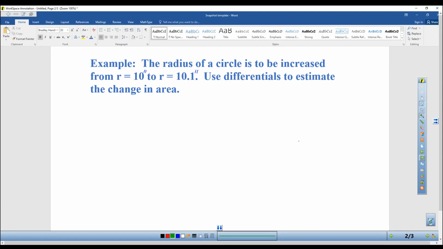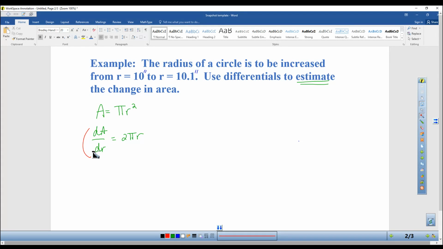The radius of a circle is to be increased from a radius of 10 inches to a radius of 10.1 inches. We're going to use differentials to estimate the change in area. It doesn't actually calculate it exactly, but it does give you a really good estimate. So step one, do the derivative the way you normally would. Area is pi r squared. dA/dr is equal to 2 pi r.